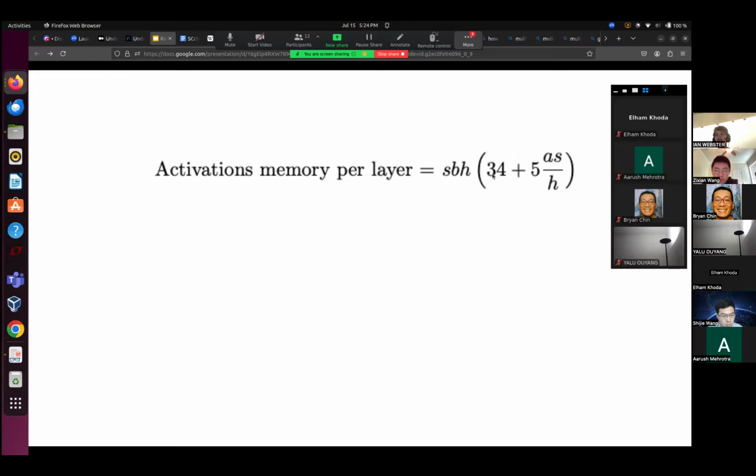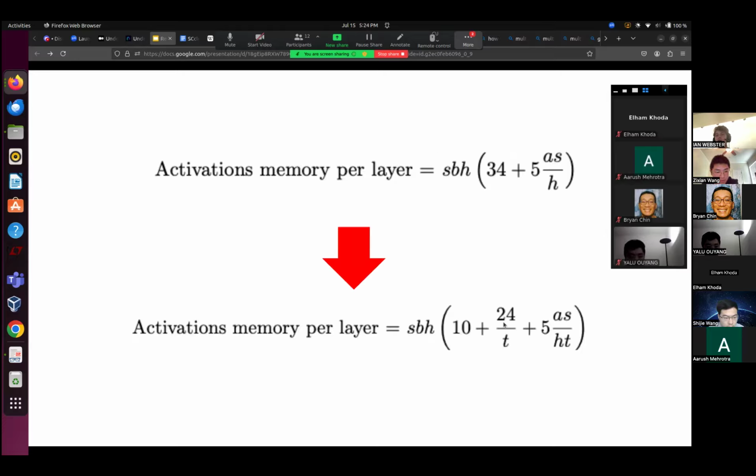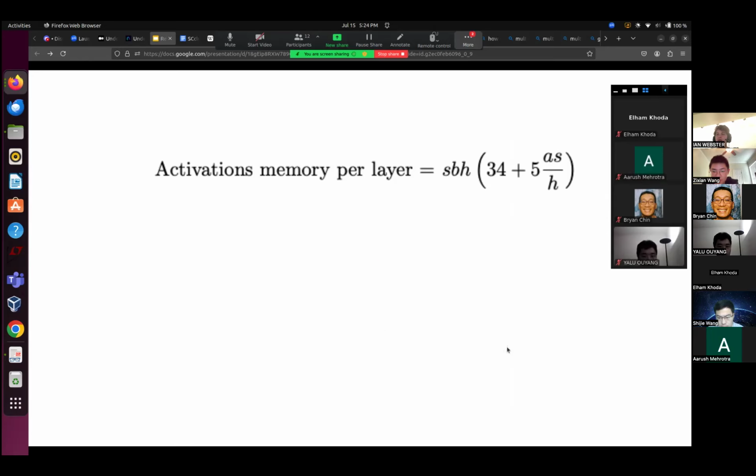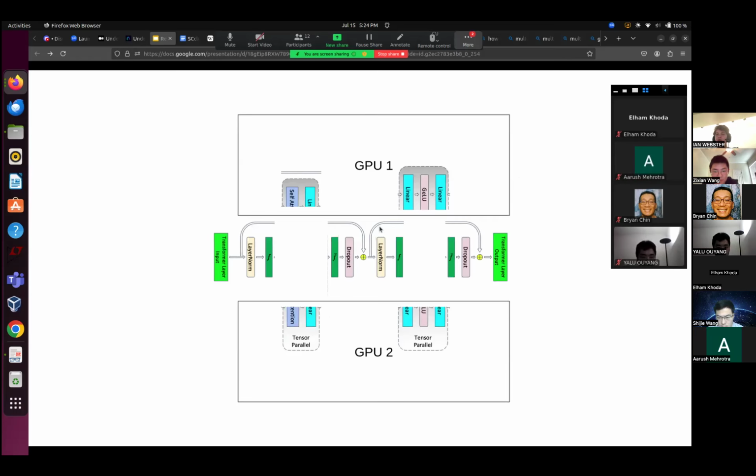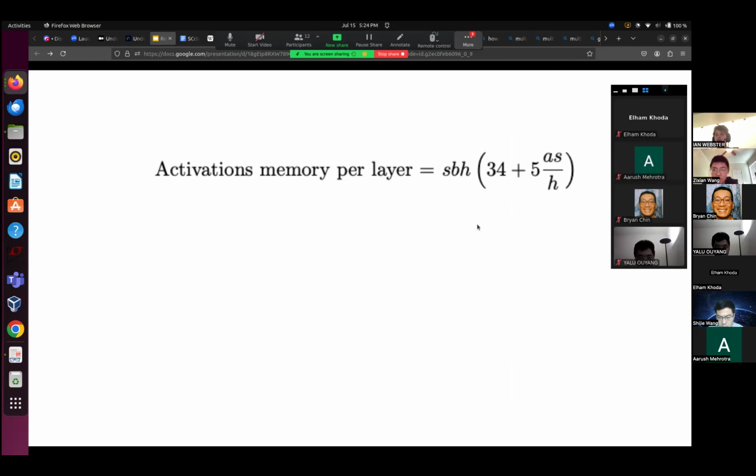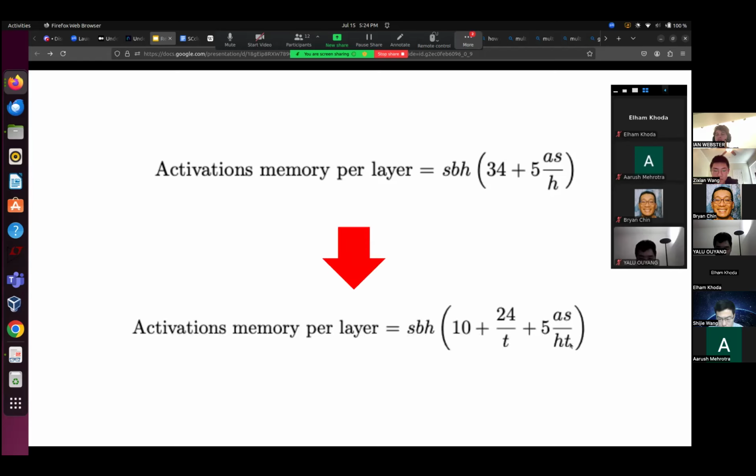And that's going to take our equation for activations per layer, and it is going to split a large portion of it by the number of devices you have available. T, by the way, is the number of devices you're splitting your tensors across. In this case, it's 2. So you can imagine substituting in 2 for T here. Yeah, so that's what that variable means.